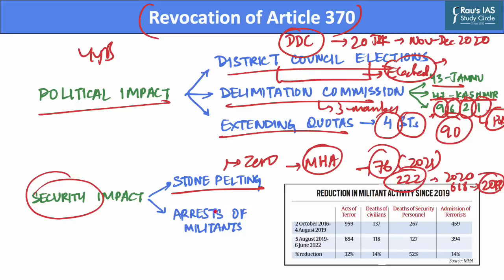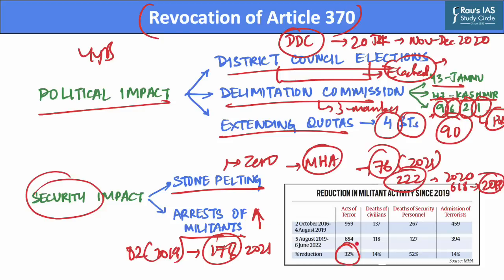Further, the arrests of militants have also gone up, as the arrests of overground workers were 82 in the year 2019, and it increased to 178 in 2021. Also, the government's data shows a decline of 32% in acts of terrorism, measured between August 5th of the year 2019 and June of the year 2022.